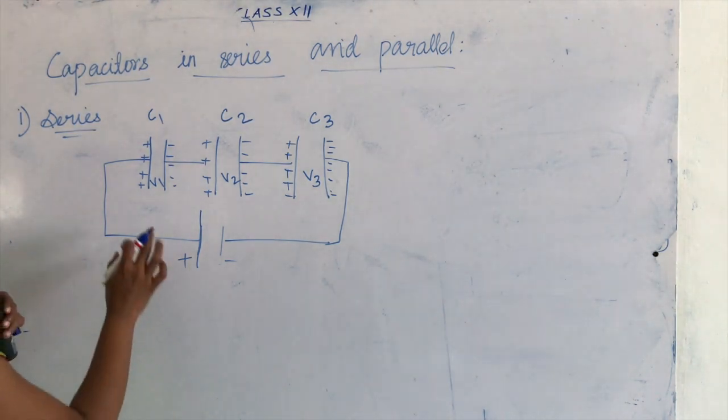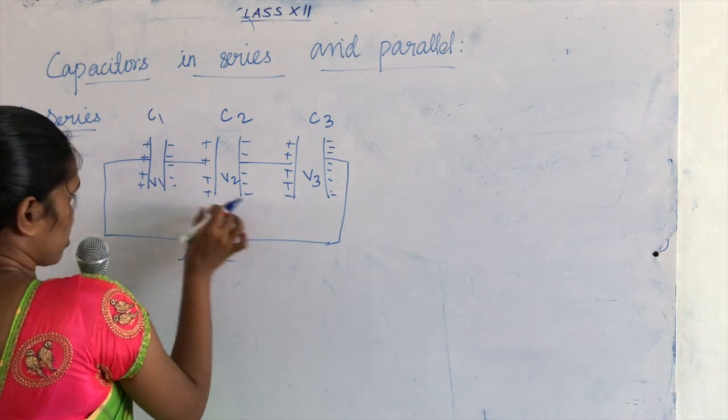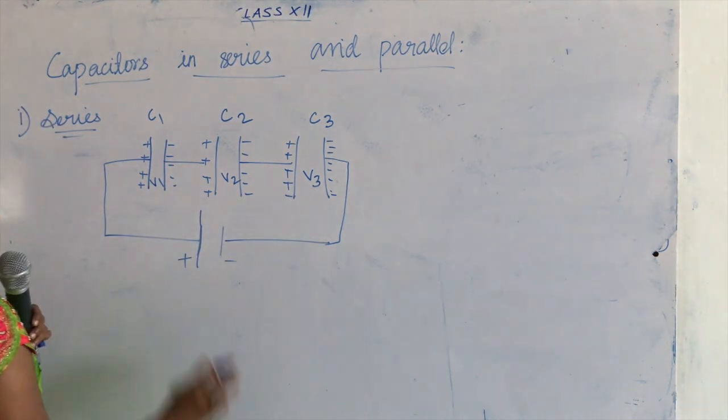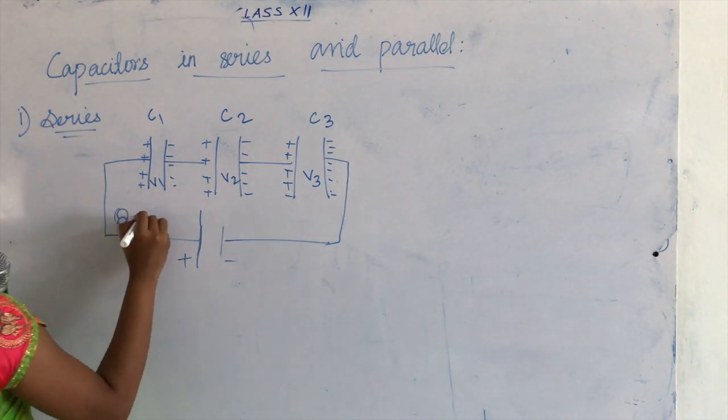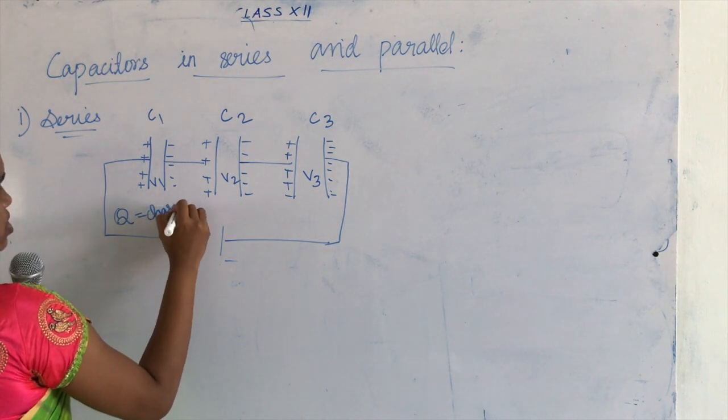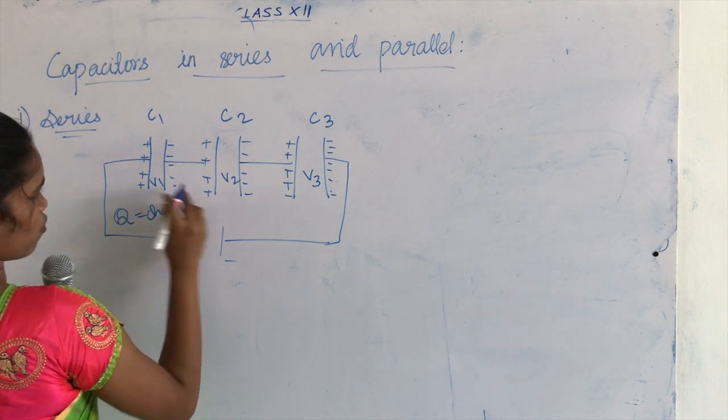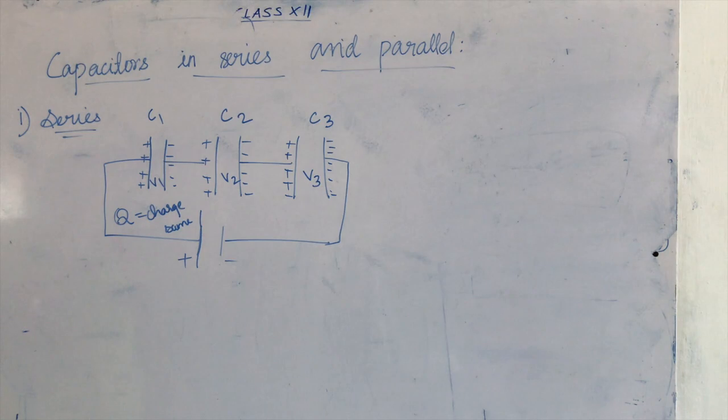Okay, now here the voltage is different and the Q value, which is the charge, is the same for the 3. The charge is same, okay?